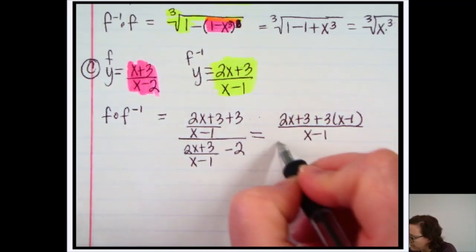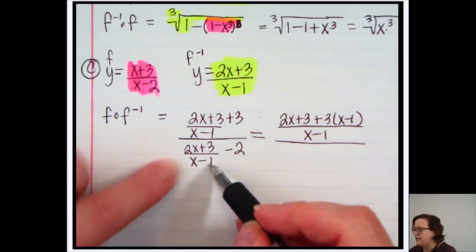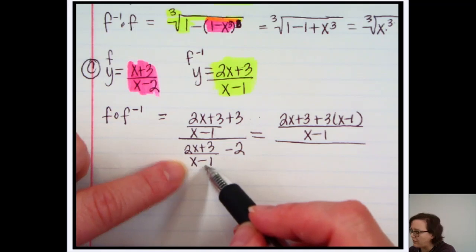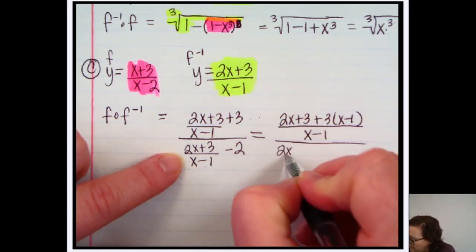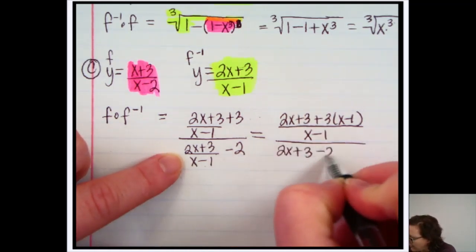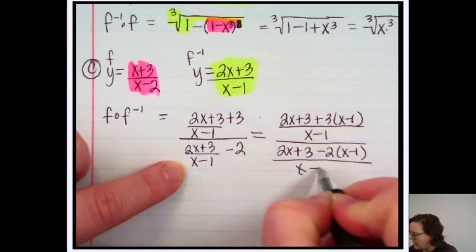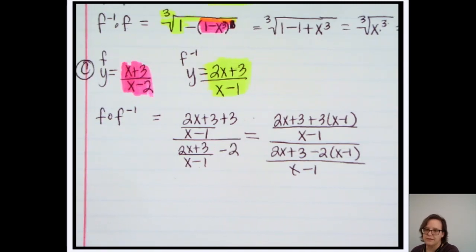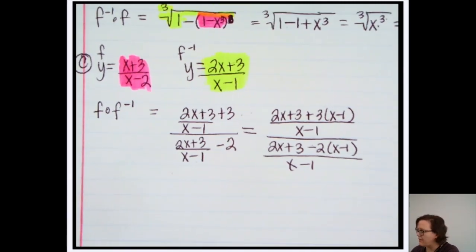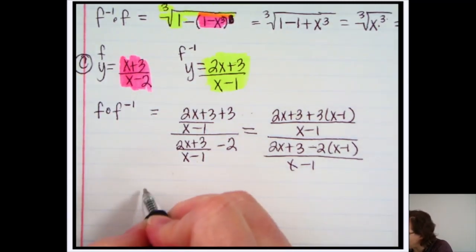Okay. And then down here, your common denominator is x minus 1 as well. And so this negative 2 needs an x minus 1 on top so that it can have an x minus 1 on the bottom and be combined. Okay. And so now we just need to combine.